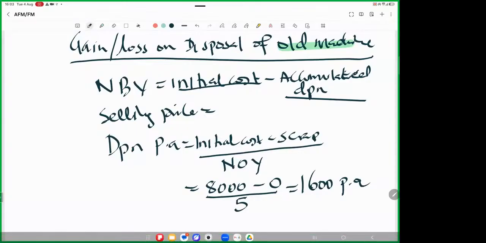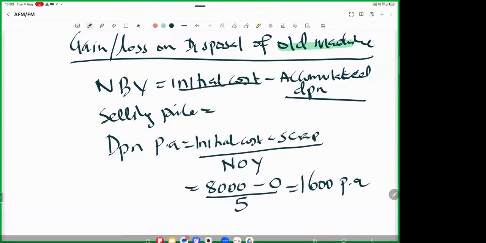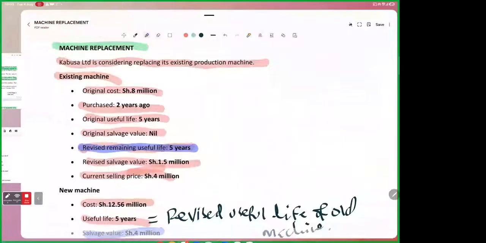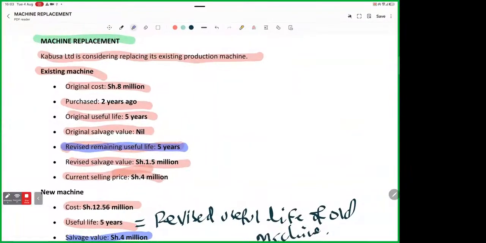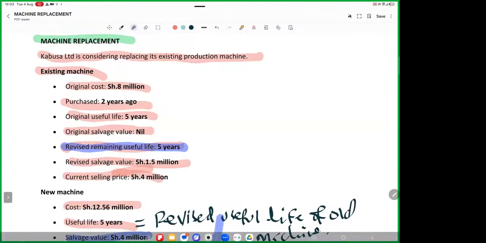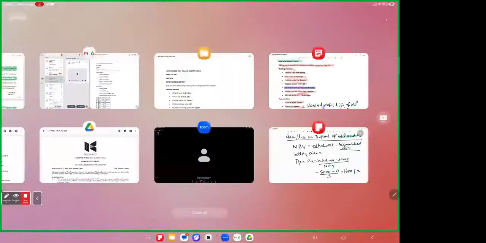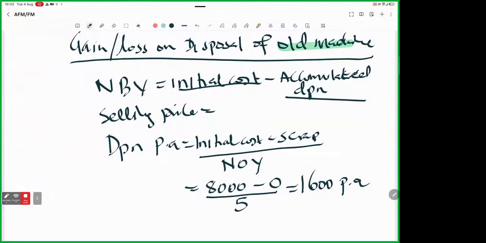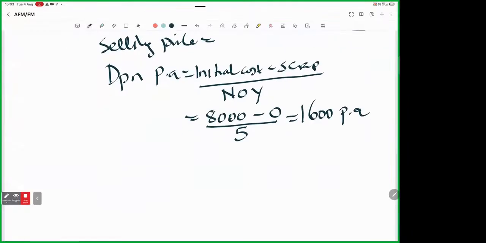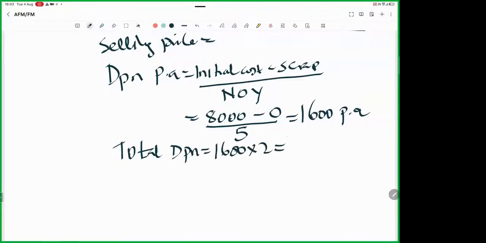How many years have we stayed with this old machine? You can see we purchased it 2 years ago. So it has lost value for 2 years. Therefore, total depreciation. Very easy. They normally test this in AFM and FM. So total, which is the same as accumulated, will be 1,600 times 2, which I can see most ninjas have given me, 3,200.